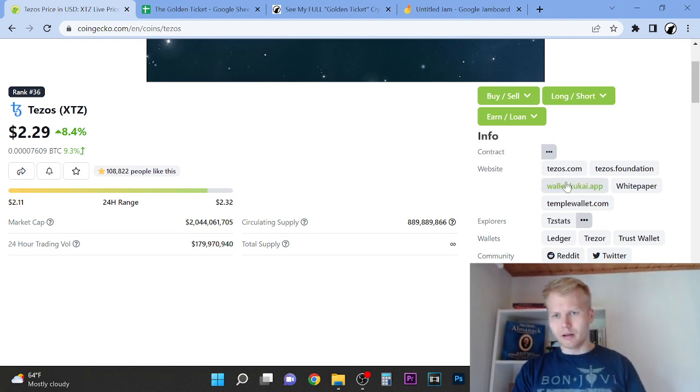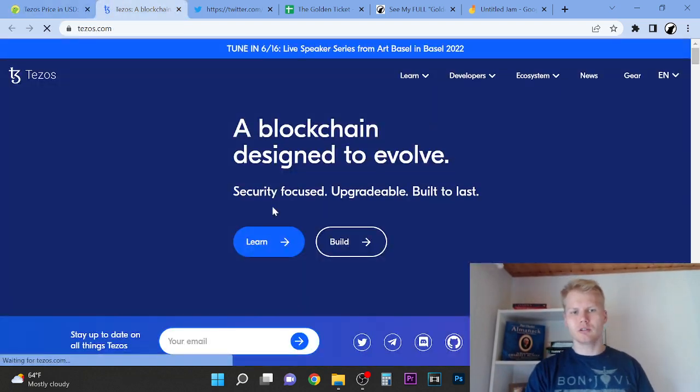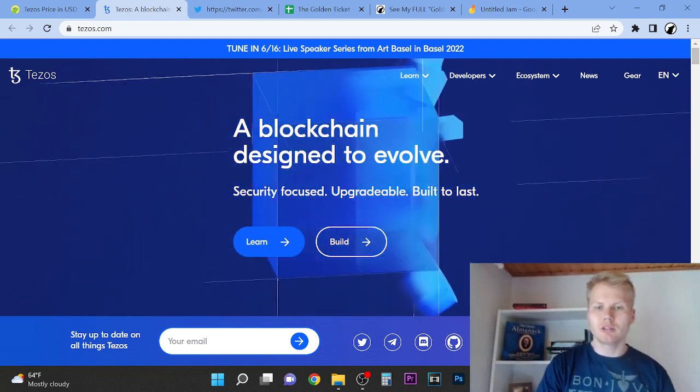Anyway, so let's look at Tezos. Let's open the website and Twitter here, and let's look at the chart also. Anyway, so a blockchain designed to evolve. Security focused, upgradable, built to last.